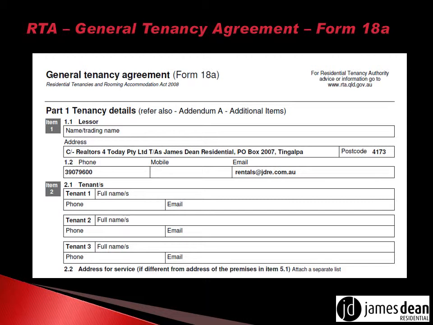Items 2.1 and 2.2 states the tenant's details for the agreement. Please ensure that your names, contact numbers and email addresses are correct. Please also ensure that if these details happen to change throughout the tenancy, that you advise our office immediately so we can update our system. If you prefer your address for service is amended, please advise us before signing this document.